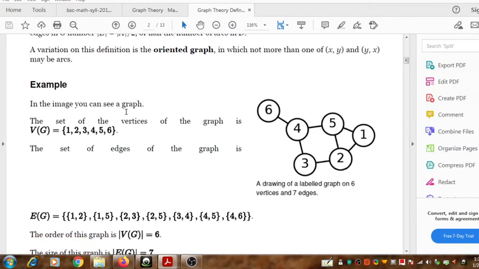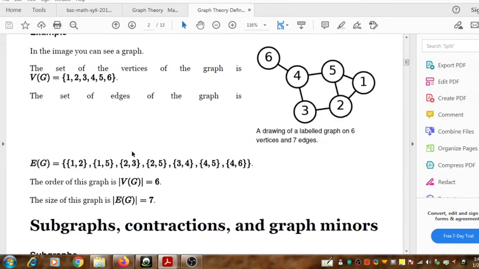Okay, now you can see an example of a graph here. In the image you can see a graph. The set of the vertices of the graph is V(G) equal to {1, 2, 3, 4, 5, 6}. There are 6 vertices: 1, 2, 3, 4, 5 and 6.